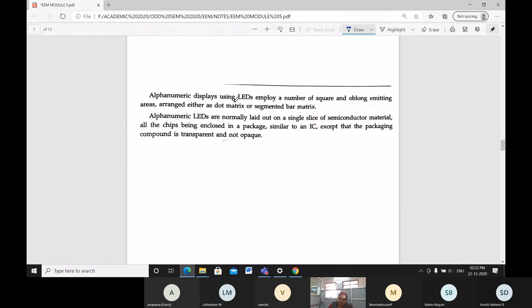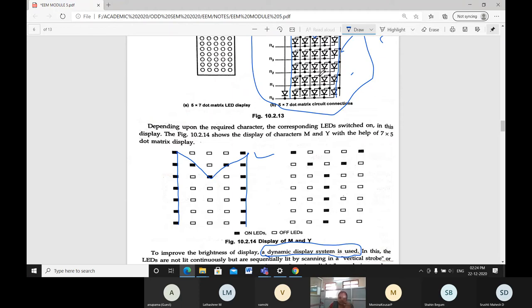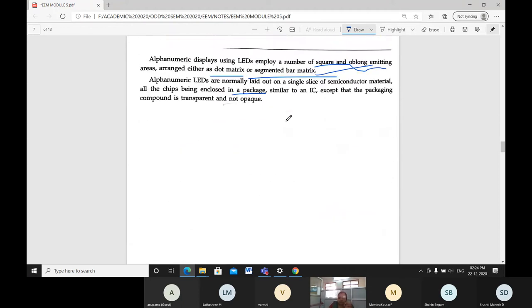Then alphanumeric display using LEDs employs a number of square or oblong emitting areas arranged either in a dot matrix or a segment bar graph matrix. In a dot matrix fashion or a segmented bar matrix, it is going to display. Alphanumeric LEDs are normally laid out on a single slice of semiconductor material. All the chips belong to an enclosed chip package, as I explained. It's all in terms of your small IC, and similar to an IC, except that the packing compound is transparent and not opaque.